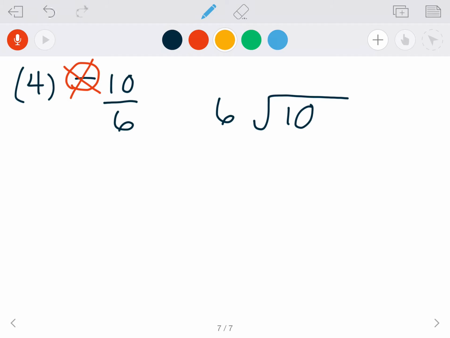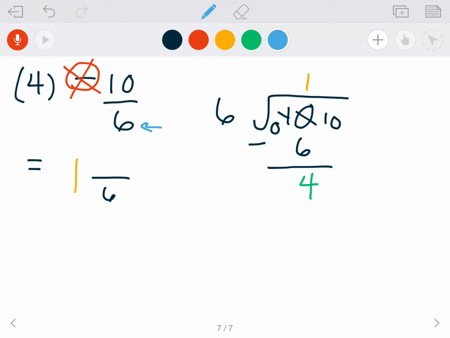Make sure it's over the 0. I want to be perfectly clear about that. 6 times 1 is 6. Borrow 10 from 1. That becomes 0. This becomes 10. 10 minus 6 is 4. Okay, so our quotient in yellow becomes our whole number. It's 1. The denominator of our fraction is still 6. That's what it was originally, right there. And the numerator of our fraction is the remainder, which is 4.